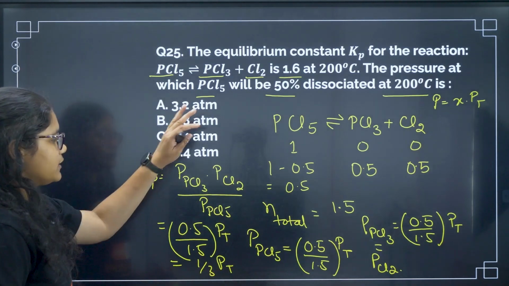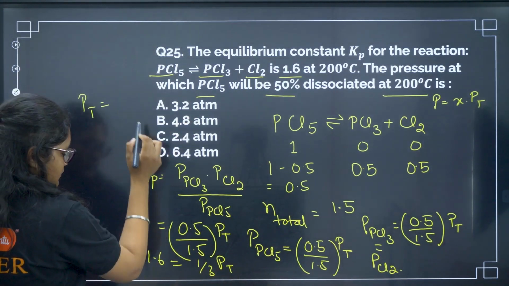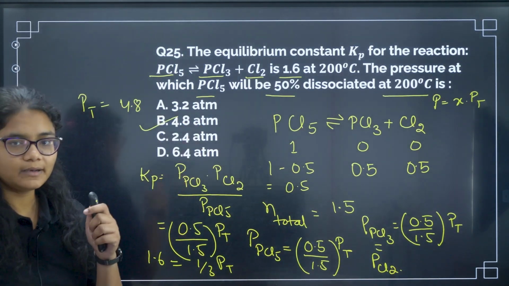Now the Kp value is already given in the question as 1.6. So what is the total pressure? Total pressure will be 4.8. So the correct answer for this question will be option number B.